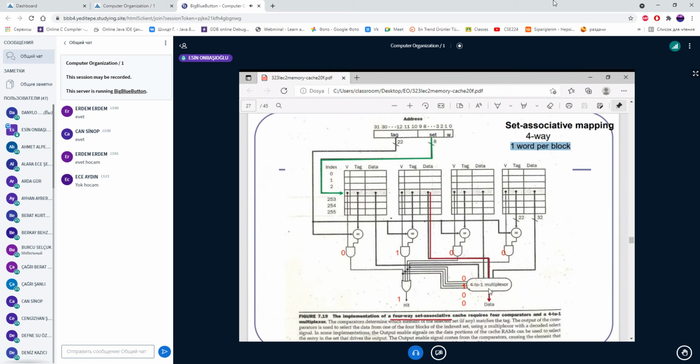And which data will be sent to the CPU? You see this one, it's connected to this line. So it will select, this again is a multiplexer set, and it will select this word, is sent to CPU. So that is the hardware for a simple 4-way set associative organization.